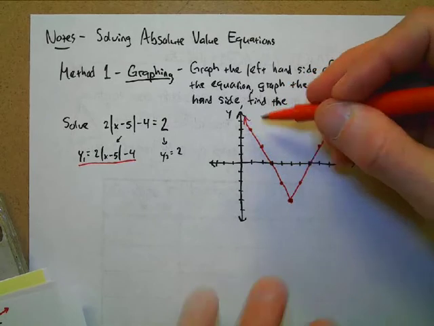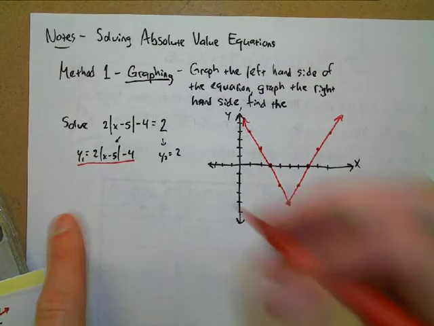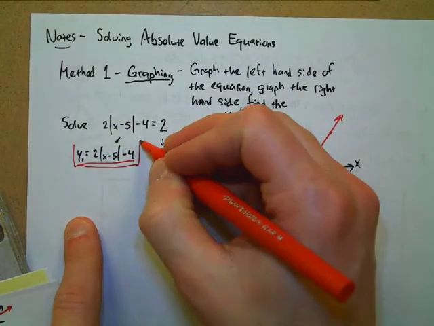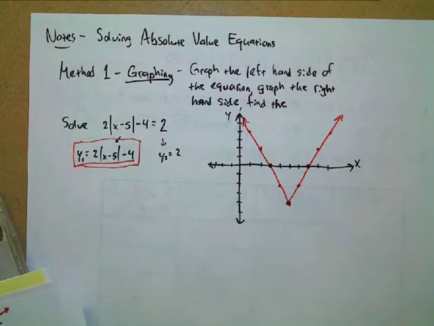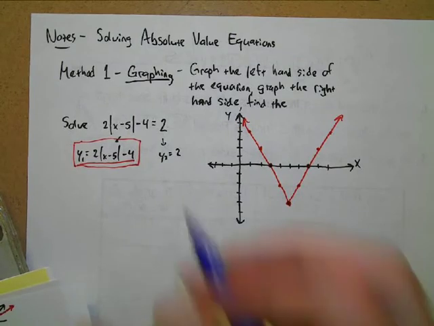Okay, so in red there, I graphed the absolute value, and maybe I'll just box it. Okay, in red there, I graphed absolute value. Okay, now in blue, I'll graph the 2.